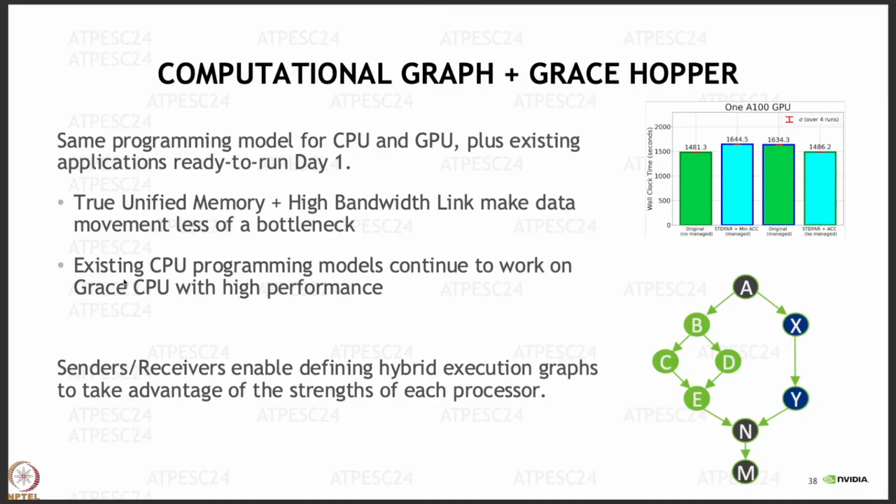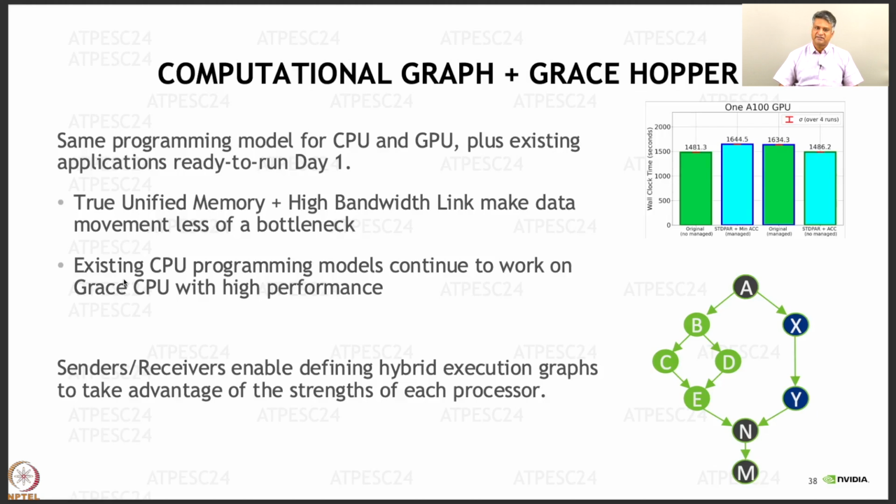So if you look at a computational graph problem and you try to use it on the Grace Hopper, you need to use the same programming model for CPU and GPU. So all your existing applications will be able to run immediately on this machine. This has true unified memory and a high bandwidth link, so this makes data movement less of a bottleneck. Existing CPU programming models will continue to work on Grace CPU with much higher performance.